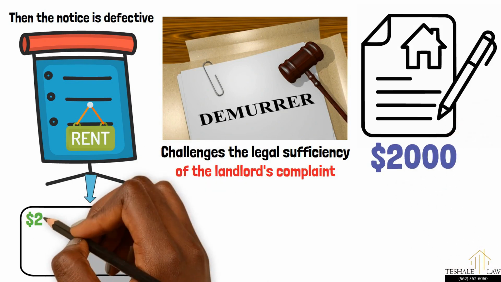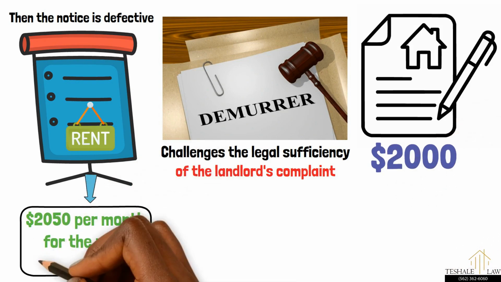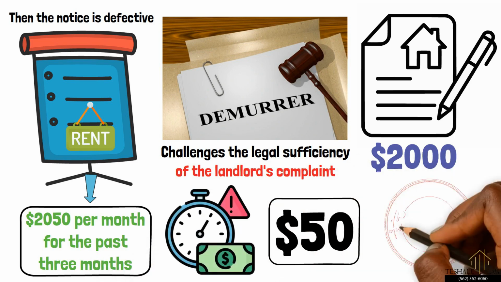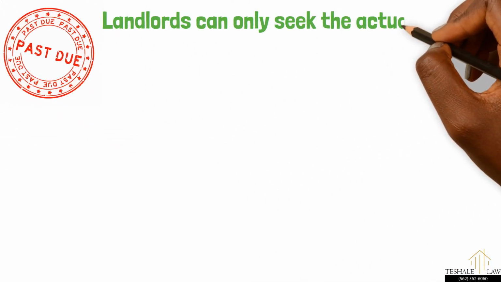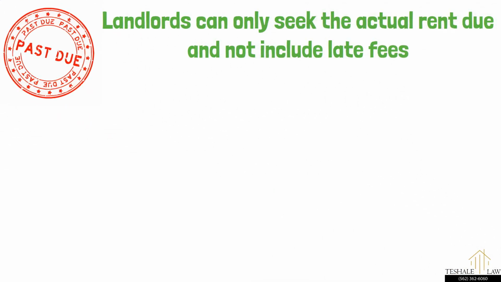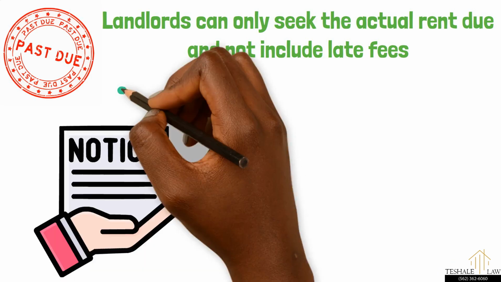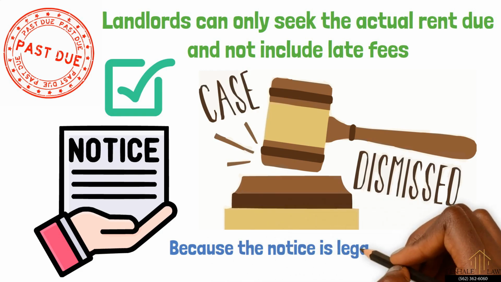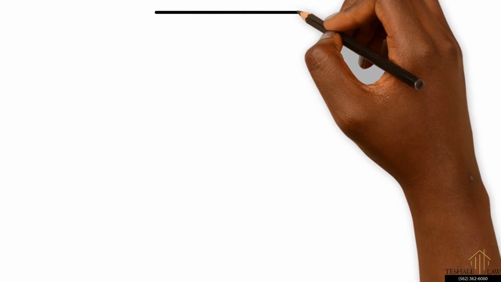But the notice demands $2,050 per month for the past 3 months, including $50 in late fees each month. Then the notice overstates the past due rent because landlords can only seek the actual rent due and not include late fees. Even if everything in the notice and complaint is true, the case has to be dismissed because the notice is legally deficient. The third type of response to an eviction lawsuit is a motion to quash.